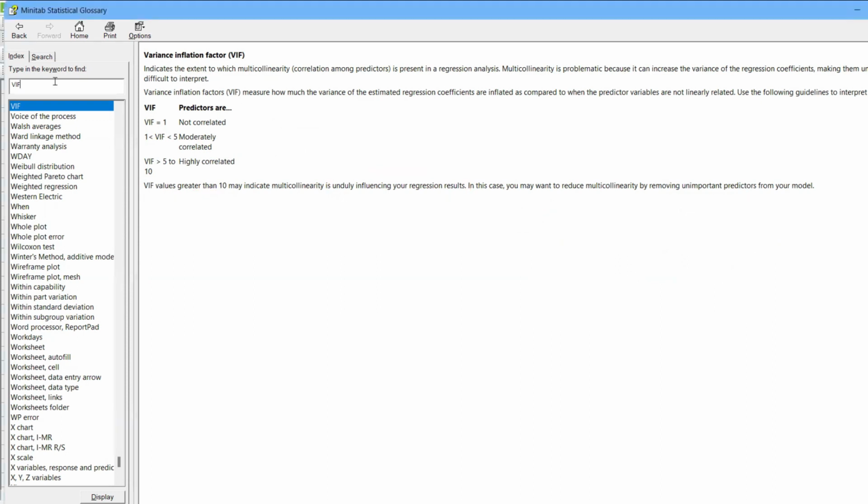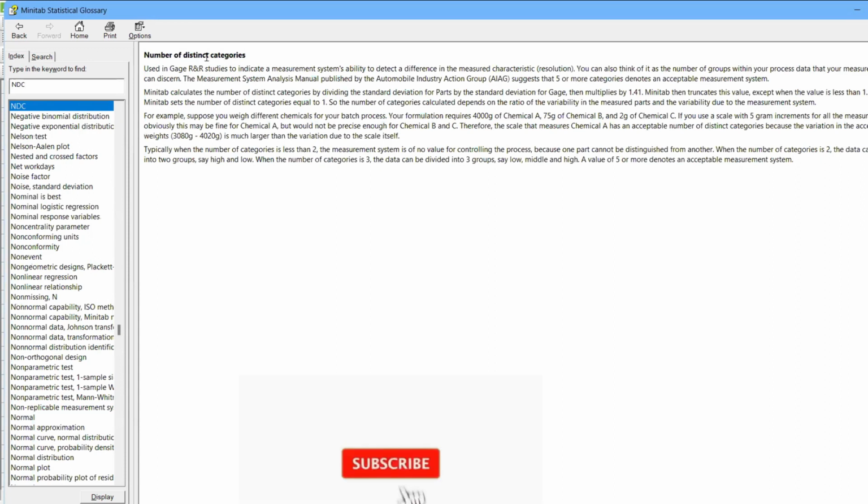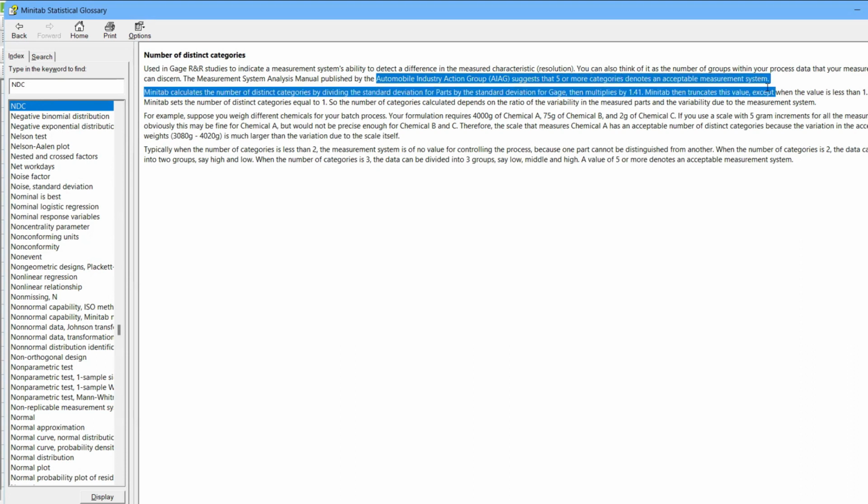Let's say I will take a couple more examples. Let's say I will take NDC. NDC is also important, right? NDC is the number of distinct categories. So what is the value? Why is NDC important? It is given here. The AIAG, Automotive Industry Action Group, has suggested that 5 and more denotes an accepted measurement system in GRR, right? So why it is there and all that.